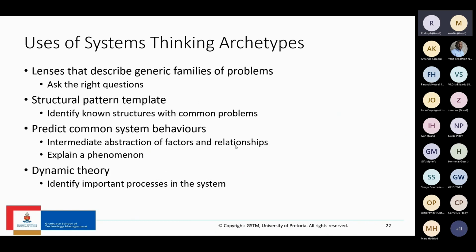So how and where do you use these systems thinking archetypes? The first one is to use them as a lens that can help you to describe the generic families of problems. The different lenses of these different archetypes can help you to ask the right questions about the problem situation. Often you can look at one situation and try to map different archetypes onto it to see which one fits best, because many archetypes can be present in a certain problem situation, depending on the perspective or the context that you observe it from.